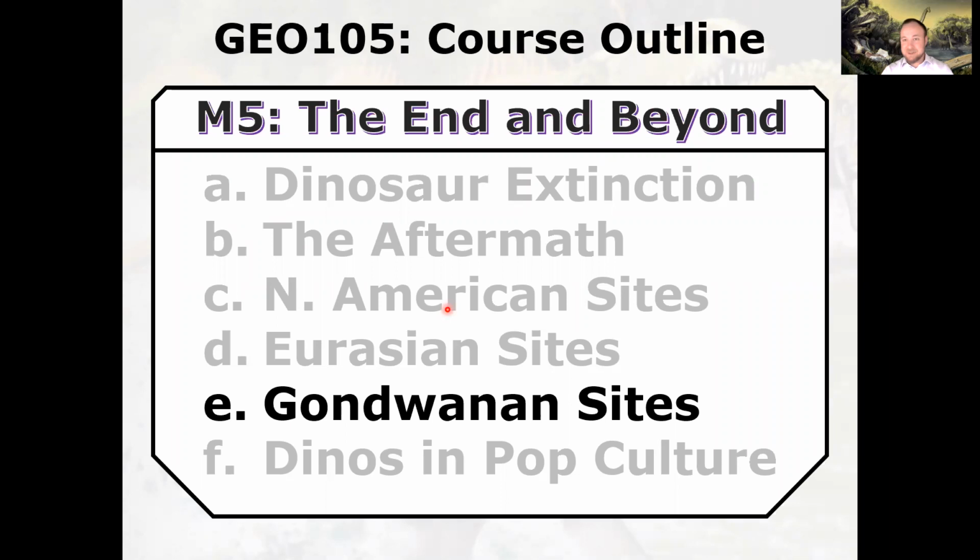Second to last class. We're almost through, so just keep it going, keep it going. We're almost there. Today we're going to talk about Gondwanan sites, Gondwanan dinosaur sites. So these are the sites where we can find dinosaur fossils on the southern continents. We talked about Eurasian sites last time and North American sites before that. And then on Friday, we're going to finish up with dinosaurs in pop culture. And then that's going to be the end.